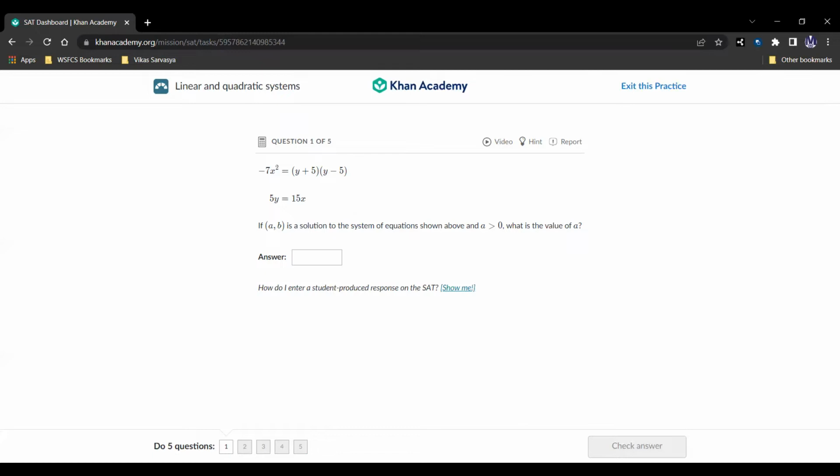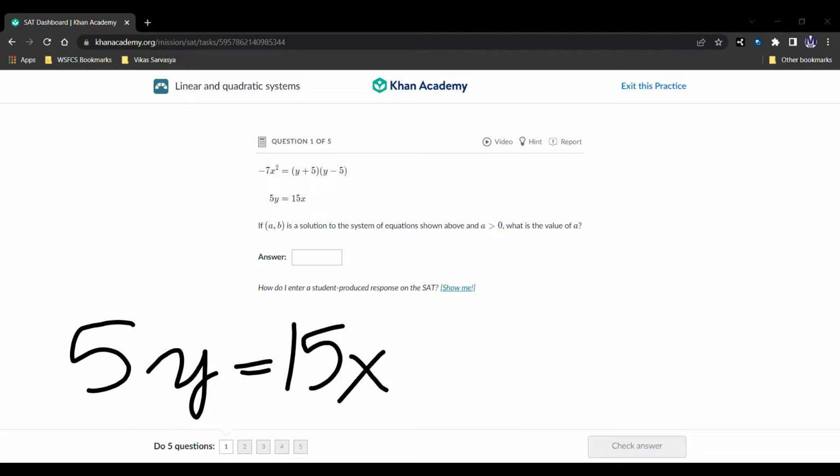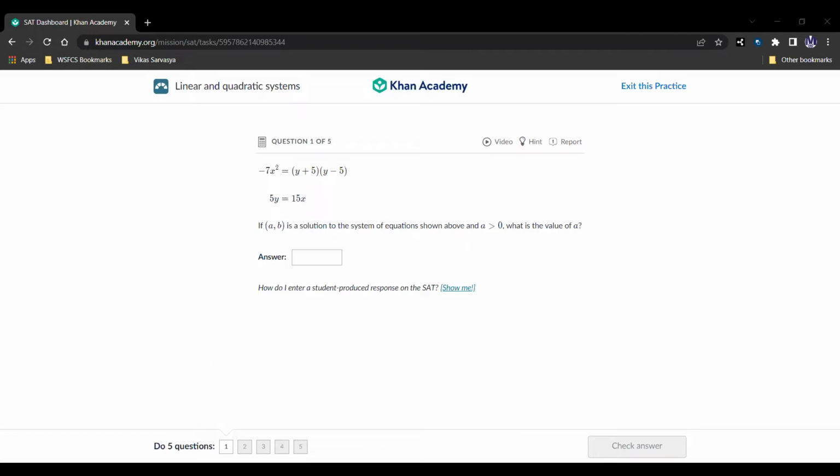And with that, let's get into our first question. Here it is. Negative 7x squared equals (y plus 5)(y minus 5), and 5y equals 15x. Well, let's see how we're going to approach this question. We take the second equation, 5y equals 15x, and let's divide by 5 on both sides to get that y equals 3x.